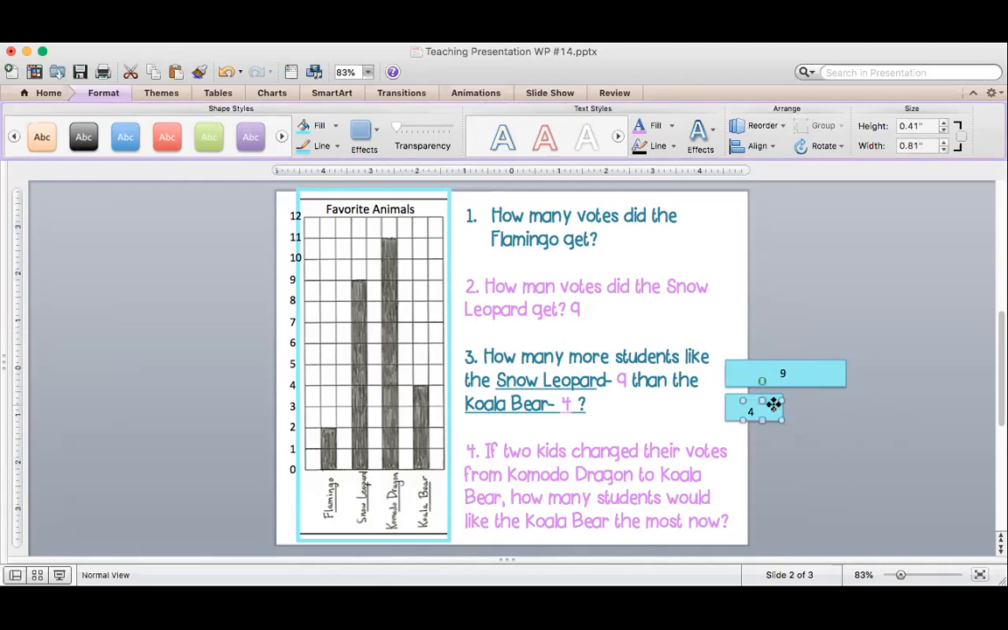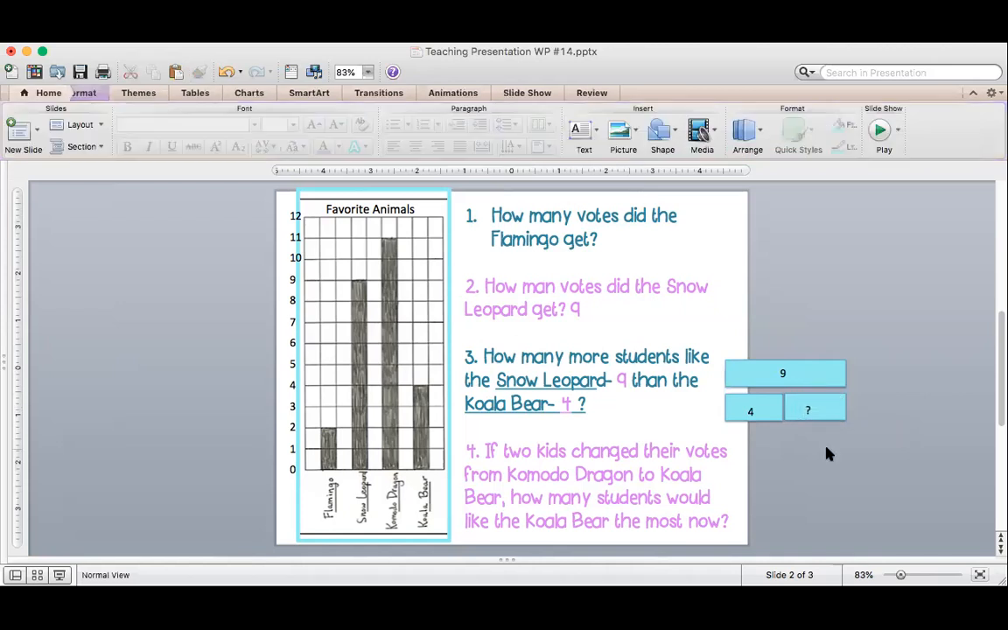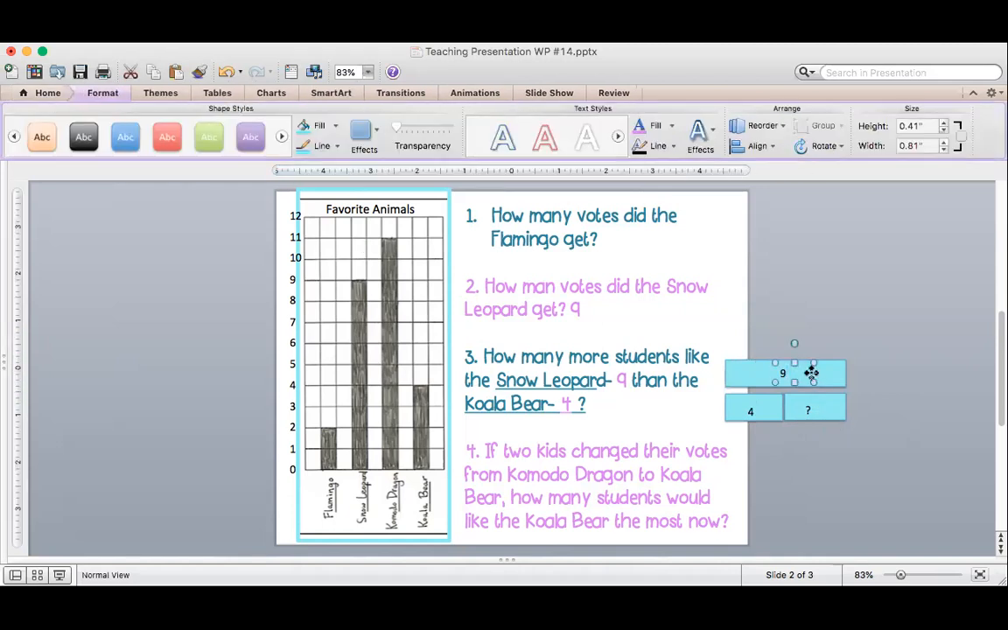How many more students like the snow leopard than the koala bear? So we've got to find this missing piece. How are we going to do that? Think back to how we solve problems when we have a missing part, right? We know the total. We have one part, we don't know the other part. How will we solve this? We need a subtraction problem. What would the subtraction problem be that you would use?